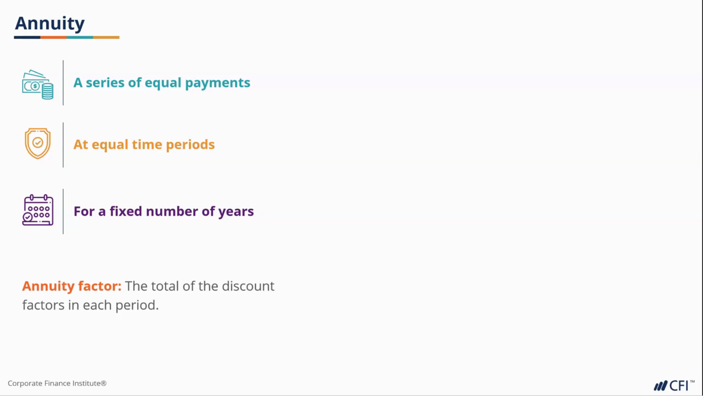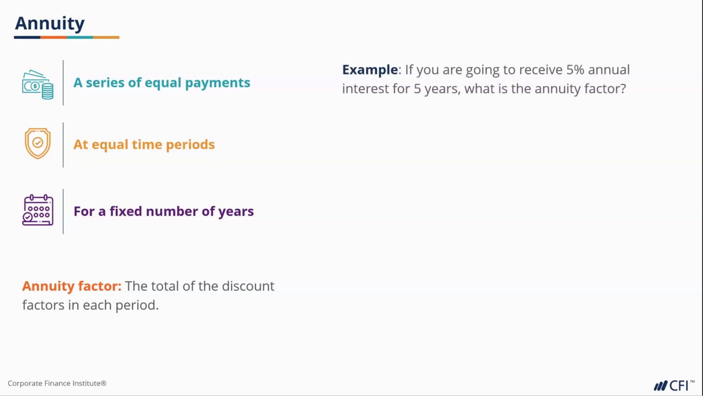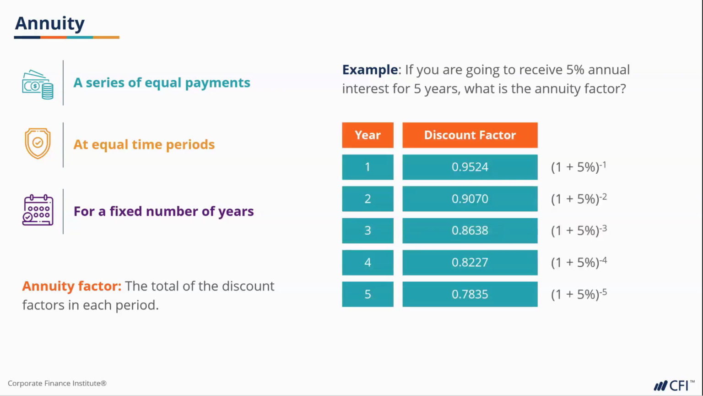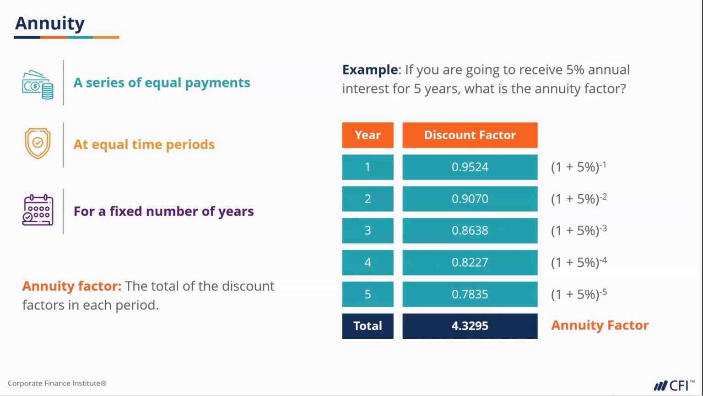An annuity factor is the sum of all the discount factors of every period and gives us an easier way of figuring out present values for regular cash flows. For example, if you will receive $1,000 per year paid annually for 5 years and use a discount rate of 5%, the annuity factor would be 4.3295, as the table on the right demonstrates. Hence, to calculate the PV quickly, you could simply multiply the annuity factor of 4.3295 by $1,000, which gives you a value of $4,329.50.